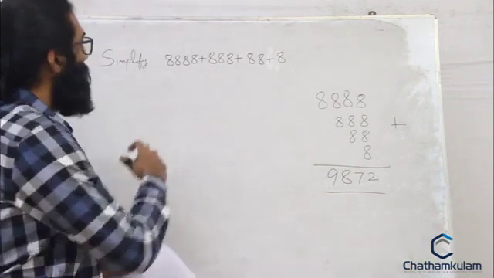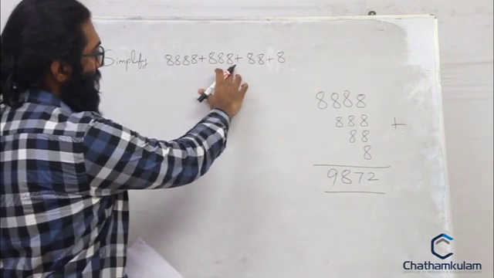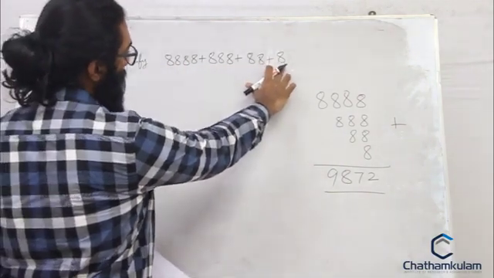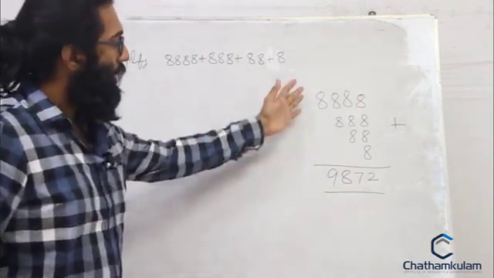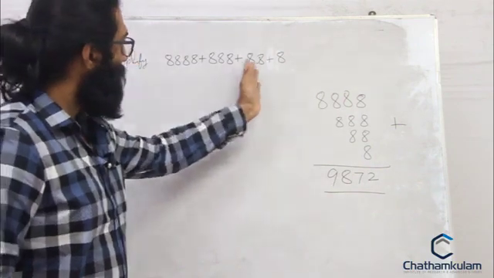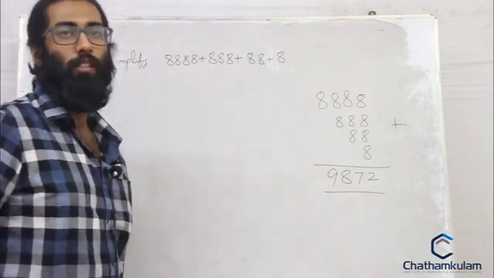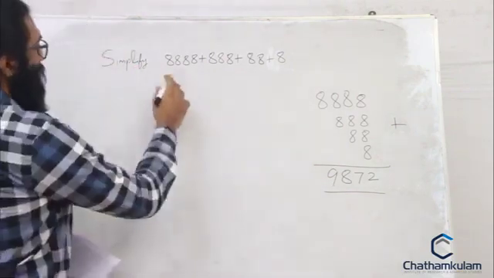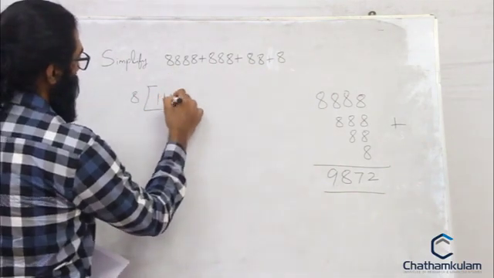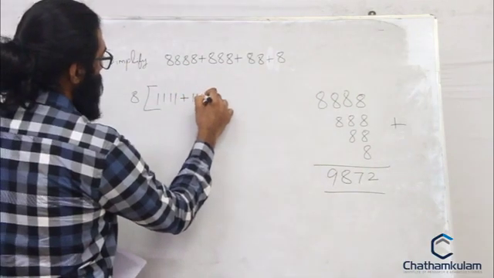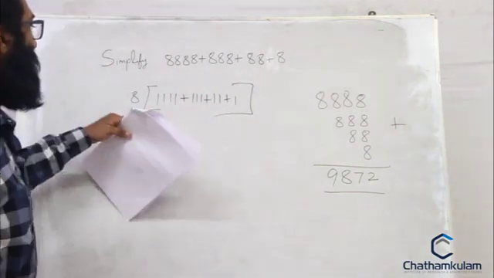Next question is simplify 8888 plus 888 plus 88 plus 8. So this is a simple problem. All we have to do is add all the things that are given in the question. So I am here to just give you a quick way to solve this problem. First what we do is we take the 8 as a common factor in this. So we get 1111 plus 111 plus 11 plus 1. So this is what we get when we take 8 as a common factor.